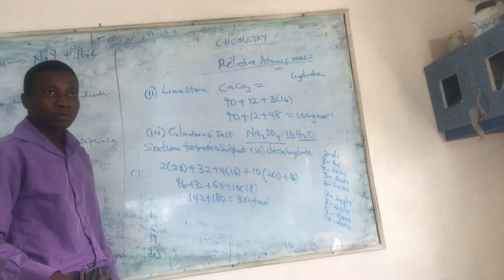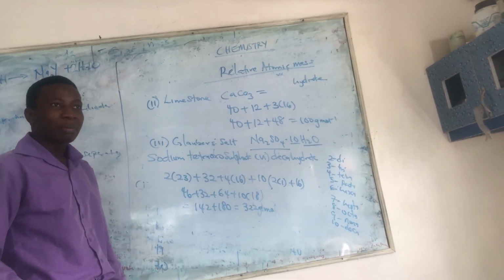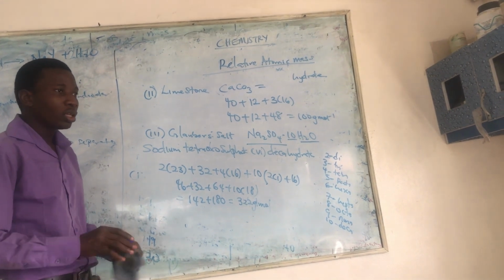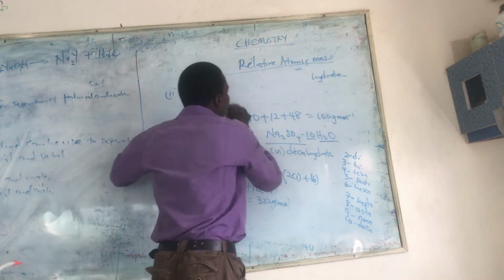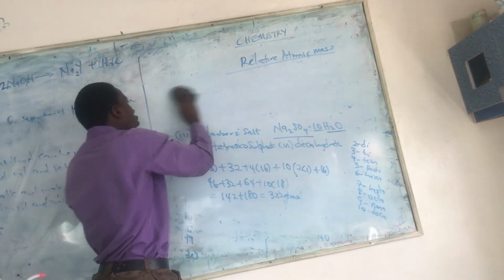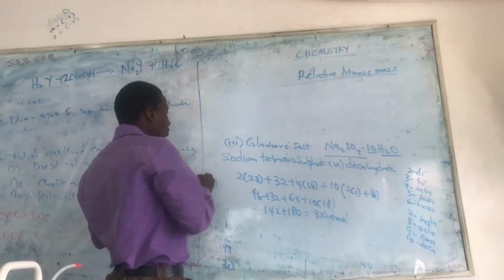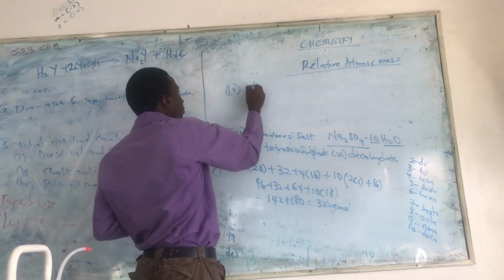So that's how we get the relative molecular mass of Glauber's salt. Let me give one more example, then we move away from the relative molecular mass. Let me give you an example of slaked lime.